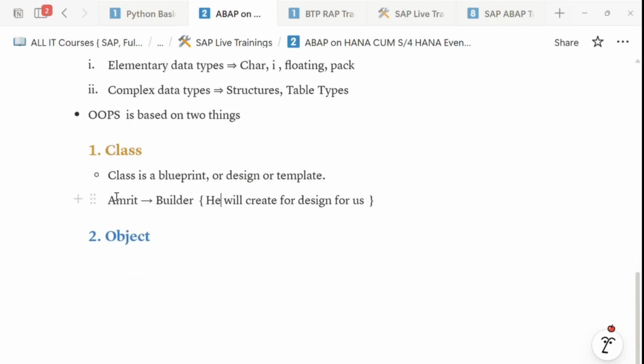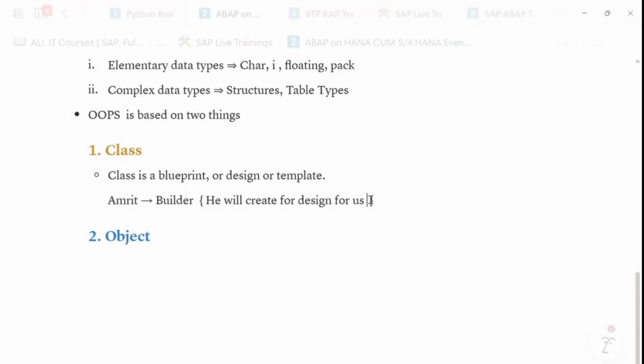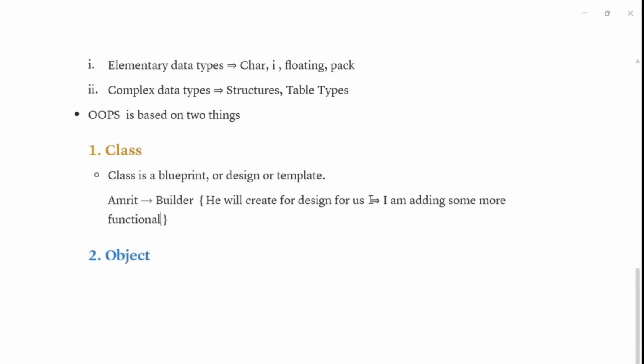Here I'm talking about classes. So what does it mean here? Amrit wants to build a house for himself. He went to a builder. The builder showed a design to him. He said, no, I don't want it, I want some customization. So Amrit suggested a customization to the builder. Now what did the builder do? He said, all right, I am adding some more functionality, some more behavior and functionality here.